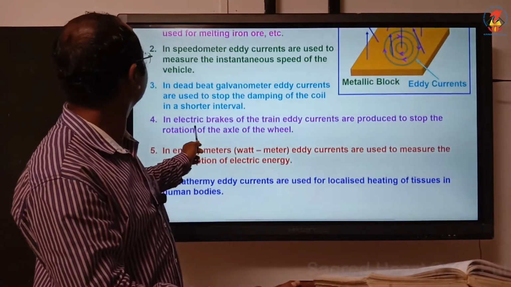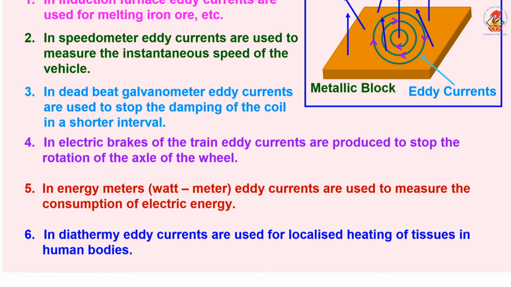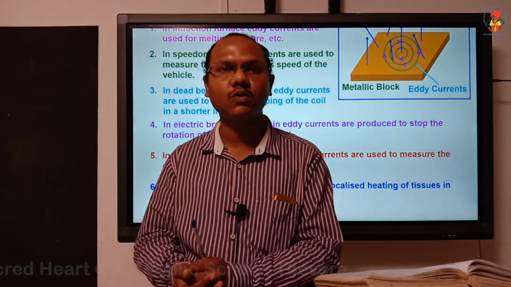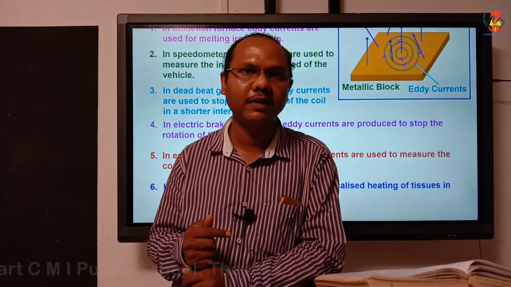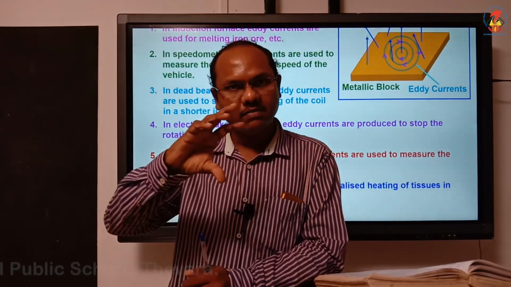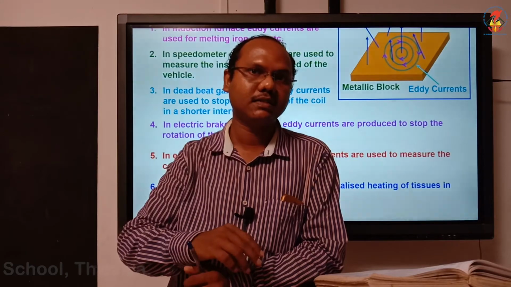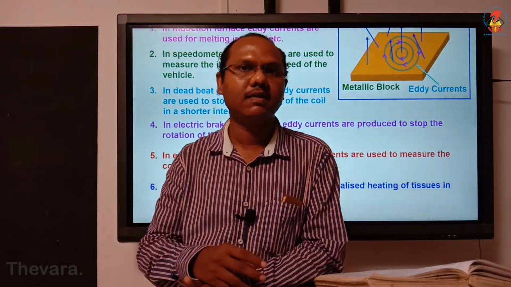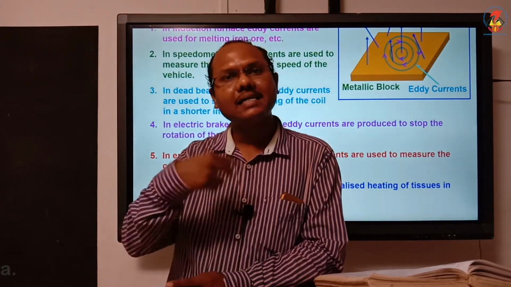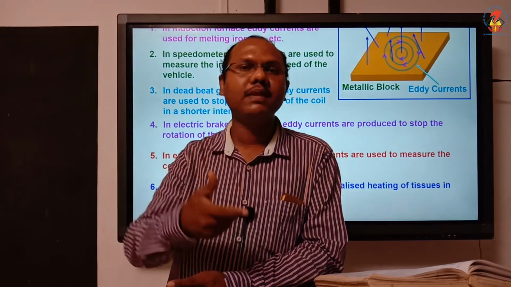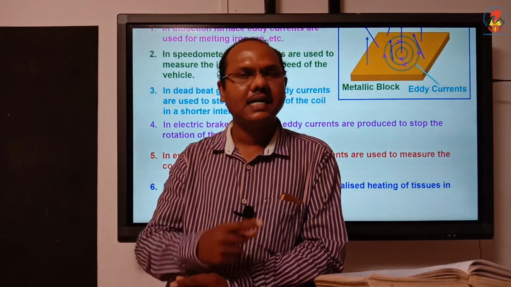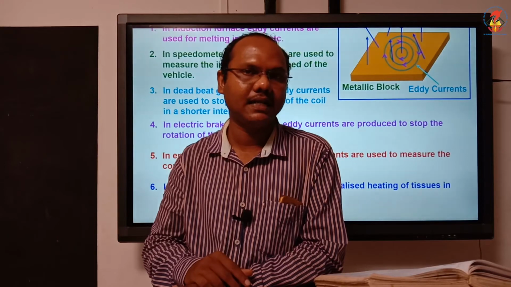Number 2, the speedometer. In a speedometer, eddy currents are used to measure the instantaneous speed of the vehicle. Usually in bikes and scooters, we are using this type of speedometer. There is an aluminum drum fitted inside the front wheel, and as the wheel rotates, this aluminum drum also will rotate. A small magnet is kept inside it.